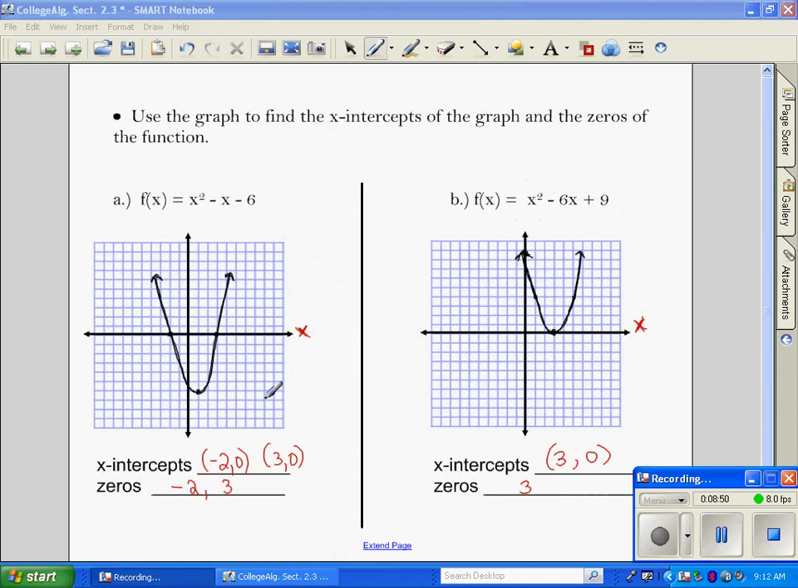This last problem we're asked to find x-intercepts and zeros. They give us a function, the graph. The x-intercept is where it crosses the x-axis, negative 2, 0 and 3, 0, and the zeros are just the x values of the intercepts, negative 2 and 3. Over here, the x-intercept is 3, 0. The 0 is just the x value.